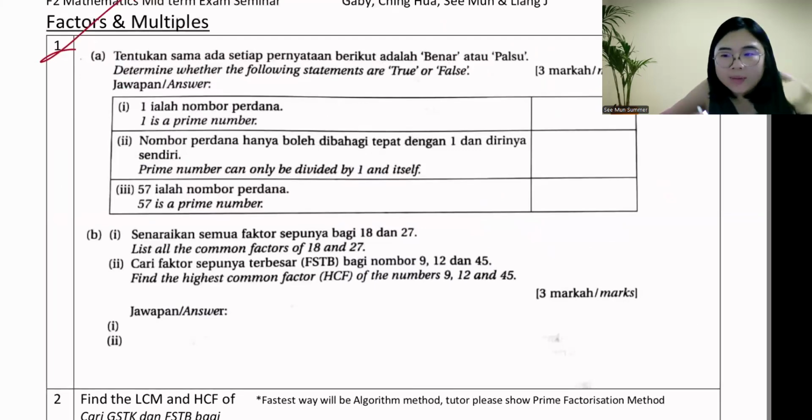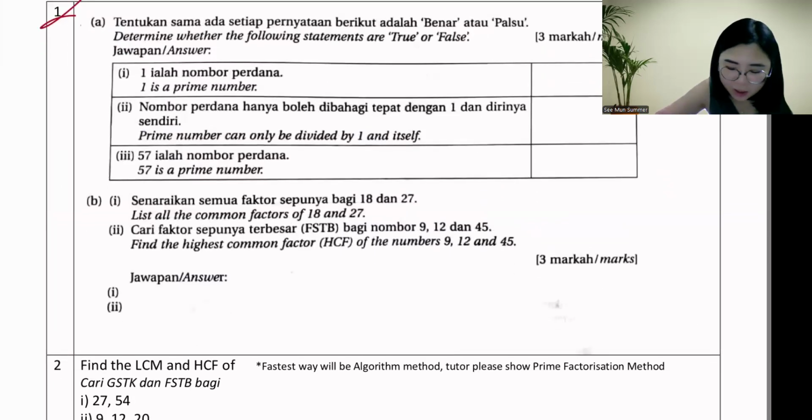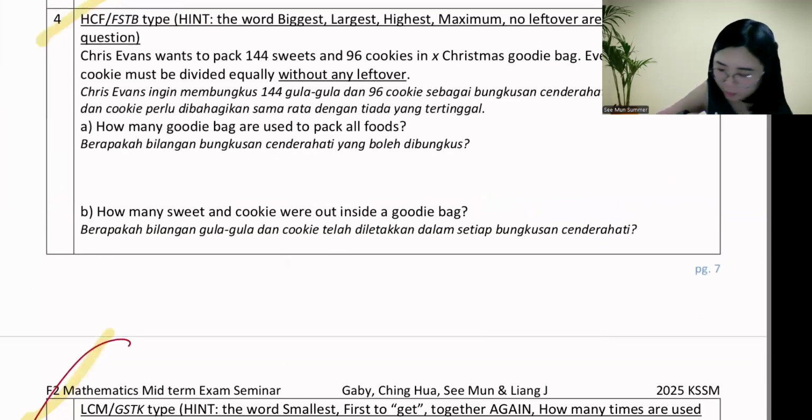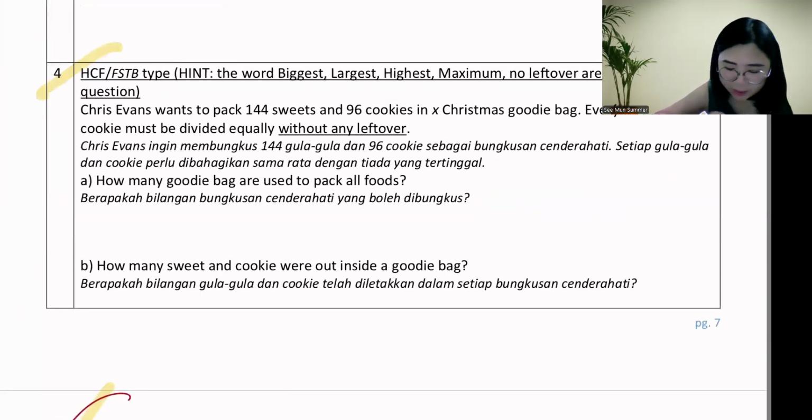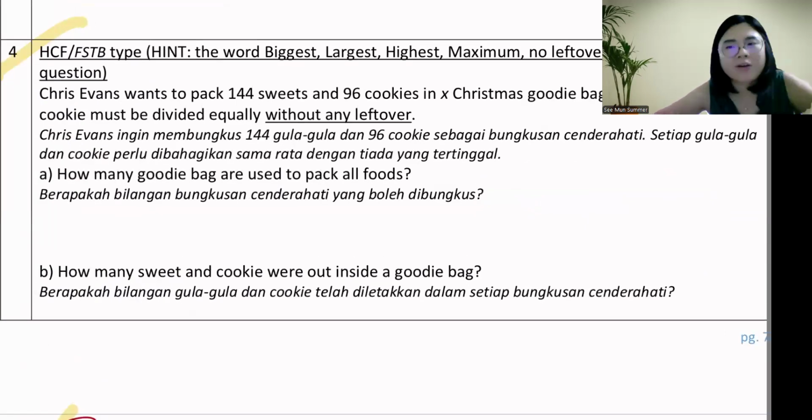Okay, we do it quick and then before we go to the next part. So let's go. Number 4, page 7, number 4. Chris Evans, the Avenger, wants to pack 144 sweets and 96 cookies for Christmas, and every item must be divided equally. Can you see divide? Divide meaning they want to make it smaller, divide into groups, into packets. And then they ask, how many goodie bags are used to pack all the food?